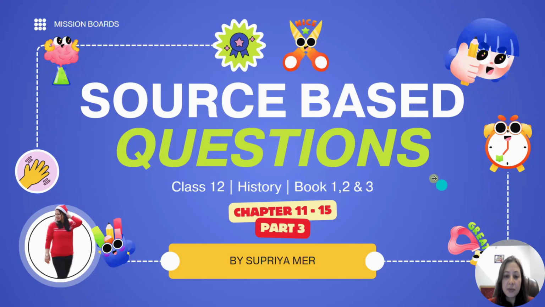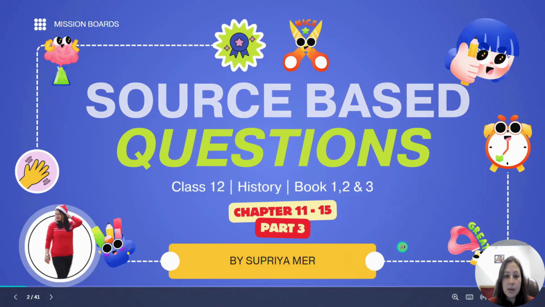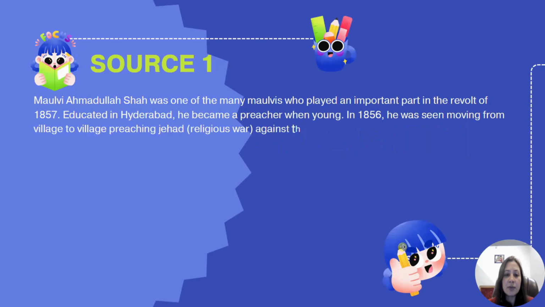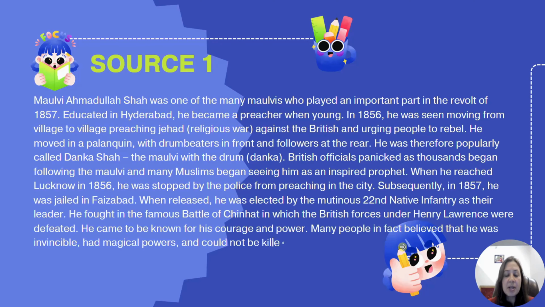And here we begin with the first source, chapter 11, that is the rebels and the Raj. We're talking about the British Raj and the revolt of 1857. So this chapter is very important as far as 8 marks questions and the source based questions and even the map based questions are considered.